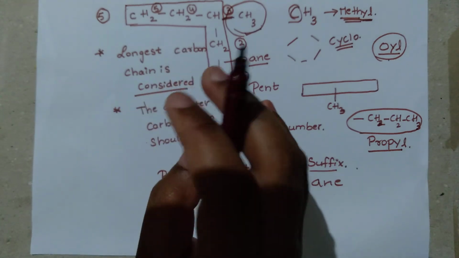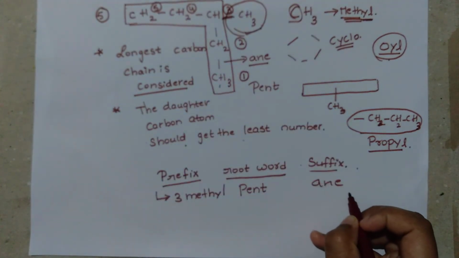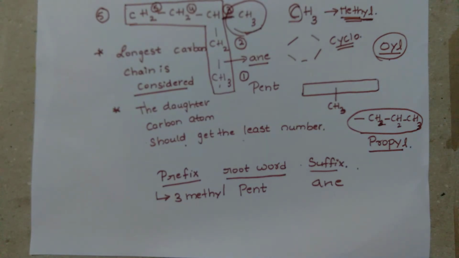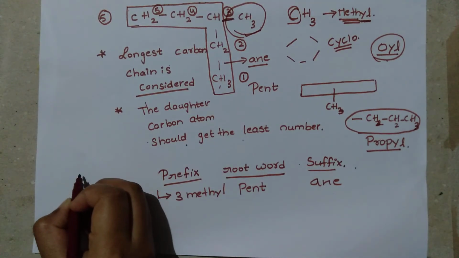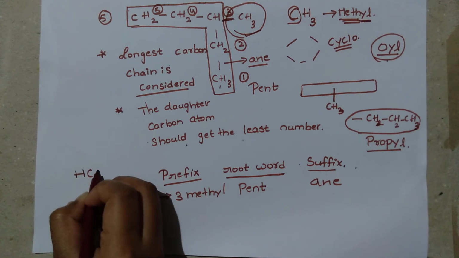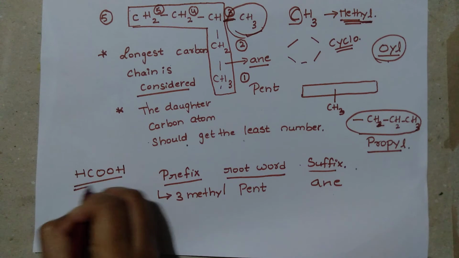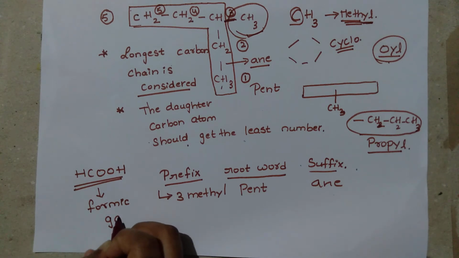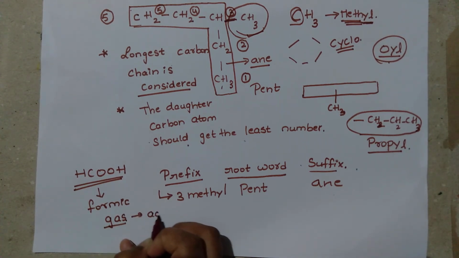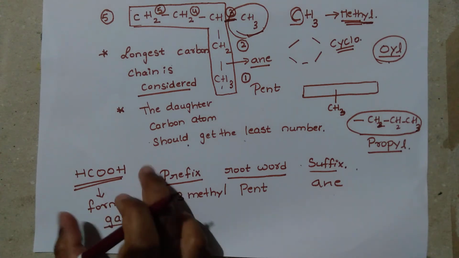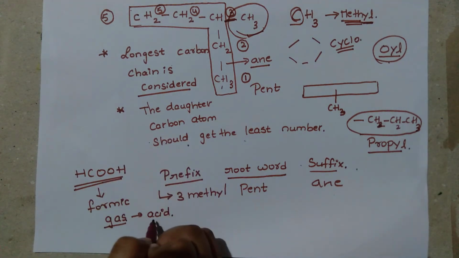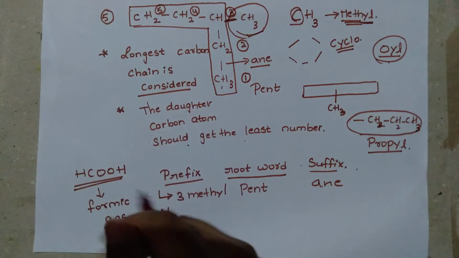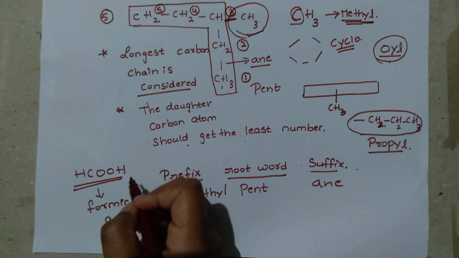And one more thing I would like to remind you of: do you know the name of formic acid? I hope you know what formic acid is. This one, HCOOH. This is called formic acid. So remember, the name of this compound is formic acid, because this comes in one or more questions in our examination.